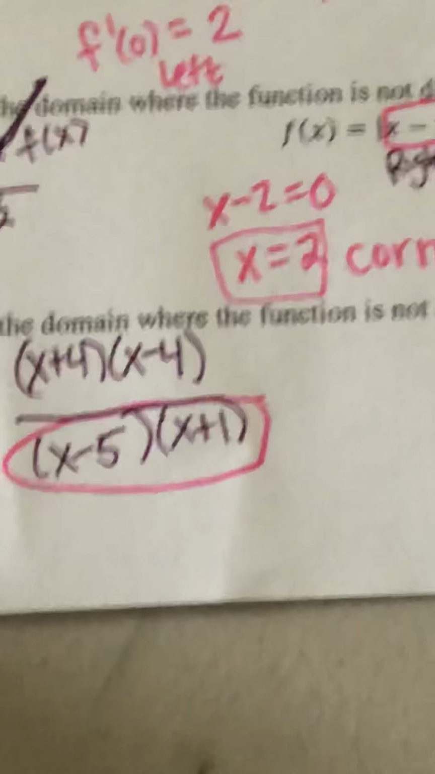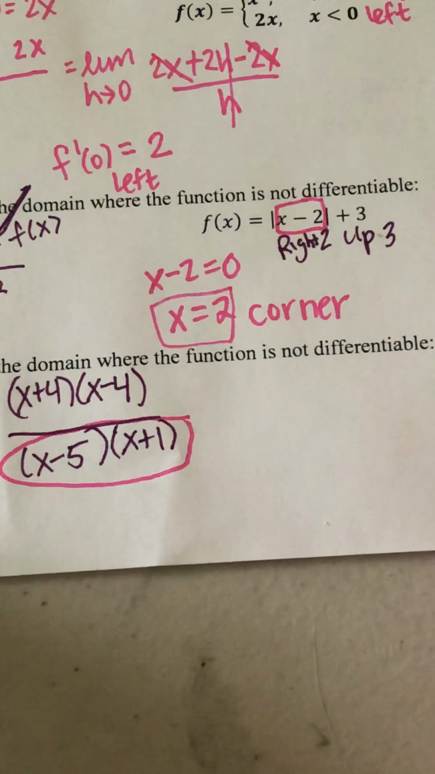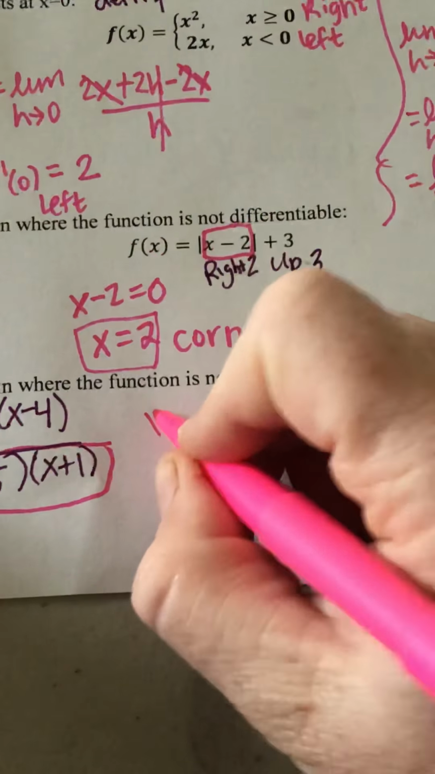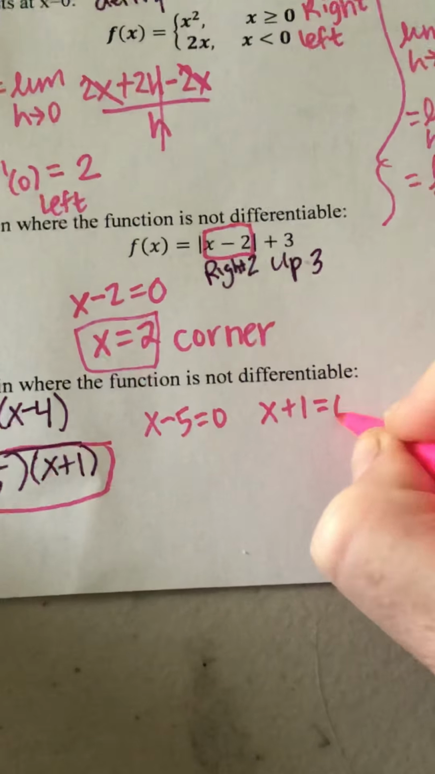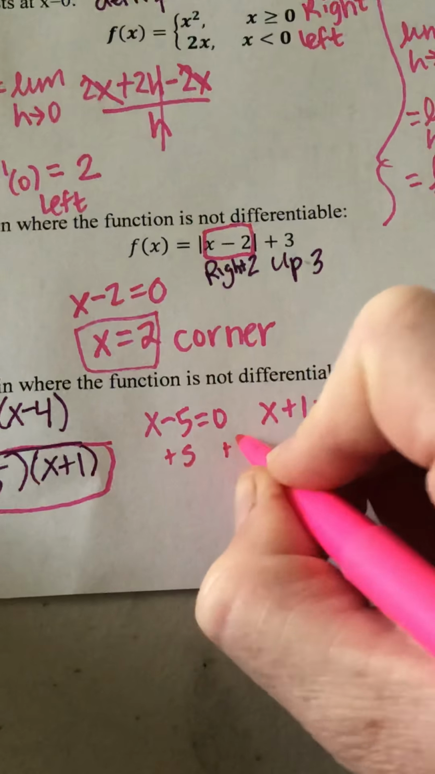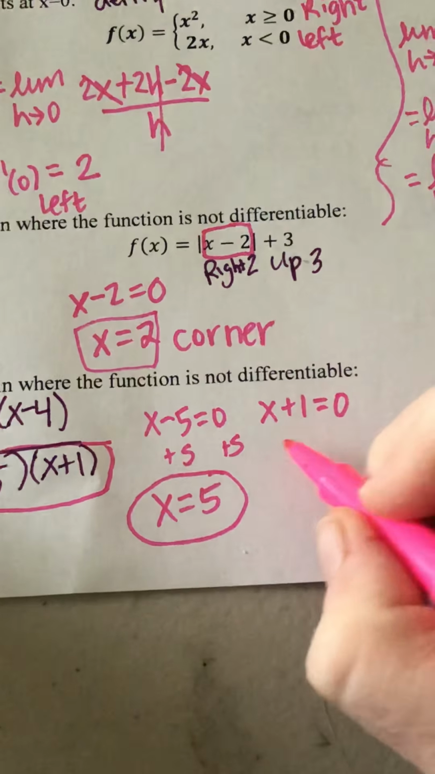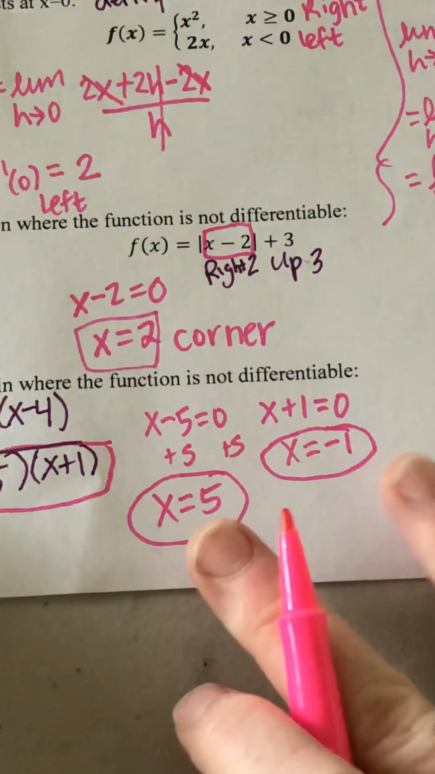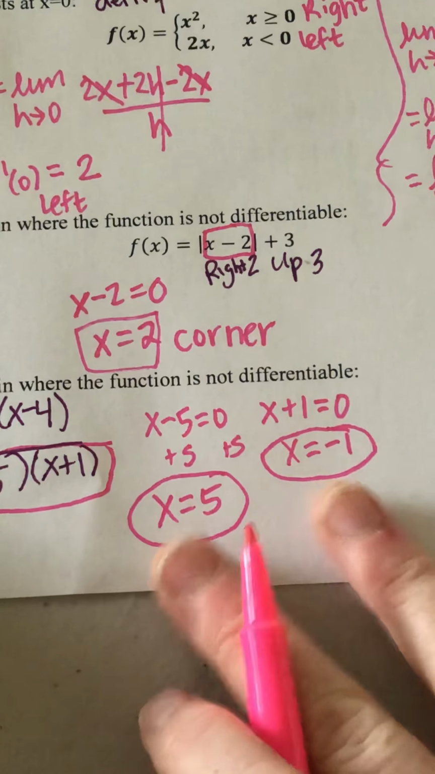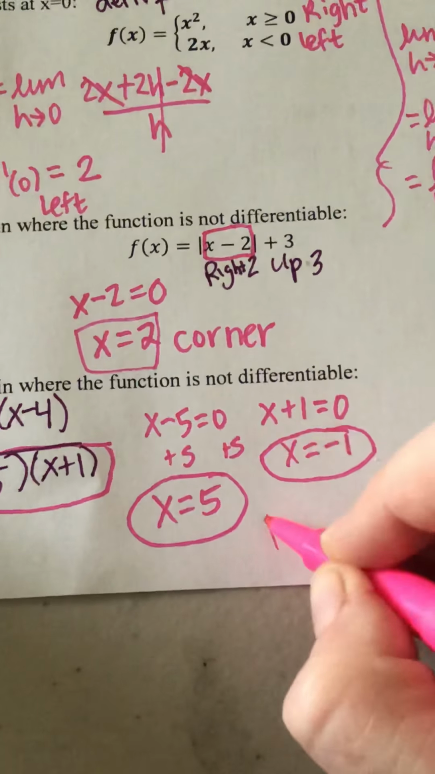And that will tell us where we have an infinite discontinuity, or a vertical asymptote, which would be an infinite discontinuity. So x equals 5, and then x equals -1. Those are your values where the function is not differentiable. And why is that? Because they're discontinuous there.